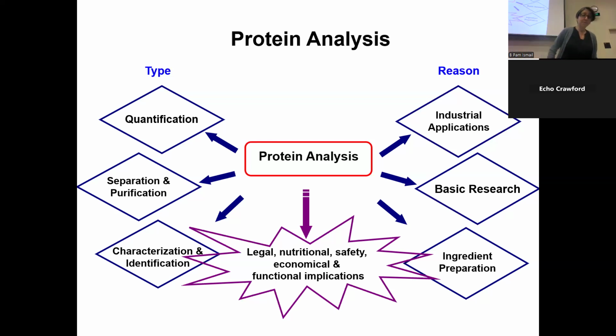So legal, nutritional. What I mean by nutritional is that when I develop separation and purification and process the protein, I want to make sure that the protein remains nutritious. I don't lose the quality of the protein. Safety: I don't use solvents or chemicals that would end up being toxic and not safe.